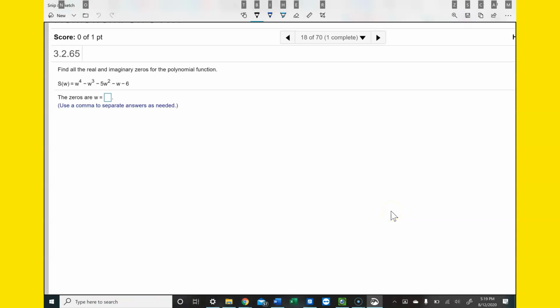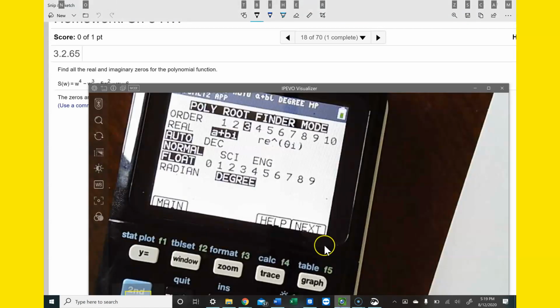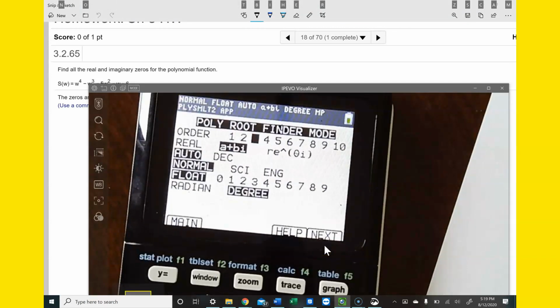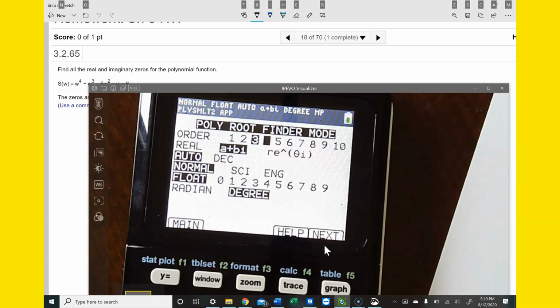Okay, so we are going to start out by putting this in the app. We are not order 3 anymore, we are in order 4, so I'm changing that to 4. Once you change it to 4, this app no longer has the ability to just do the real solutions. It's going to do the real and imaginary solutions. It also is going to have to give you the answers as a decimal. It won't do them as a fraction. Let's go ahead and go to next.